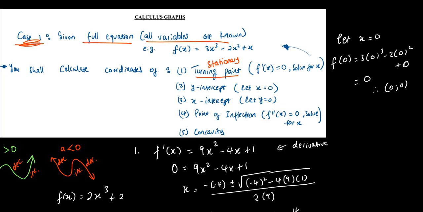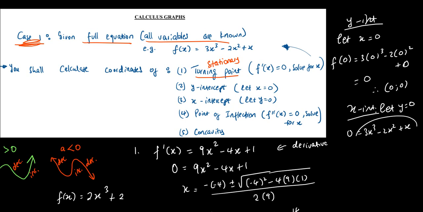How do you get the x-intercept? So this one was the y-intercept. How do you get the x-intercept, guys? You let y be 0. So that means you're going to have 0 equals 3x cubed minus 2x squared plus x. Then you solve for x there. Then those will be your x-intercepts.